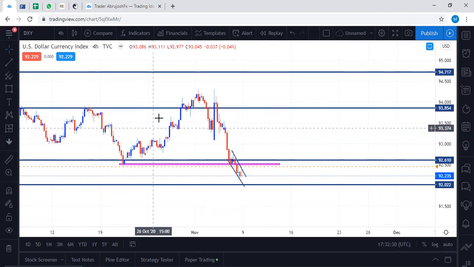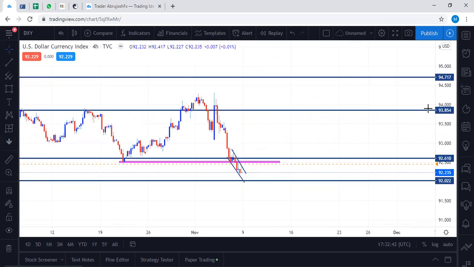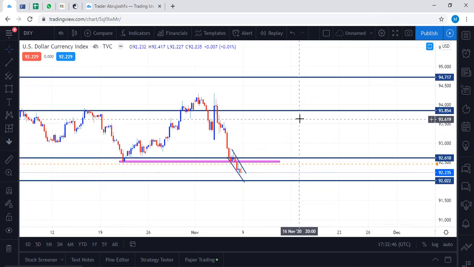Here is the DXY, the Dixie dollar index, the dollar index. Why I normally come here to look at the dollar index, I come here to see where the dollar is at, if it is probably bearish or bullish. Why do I come here?